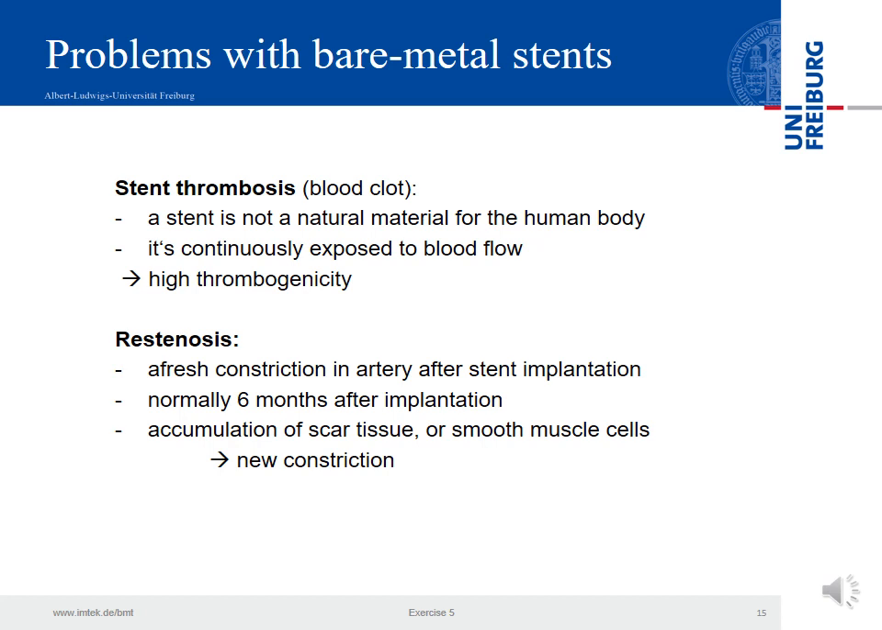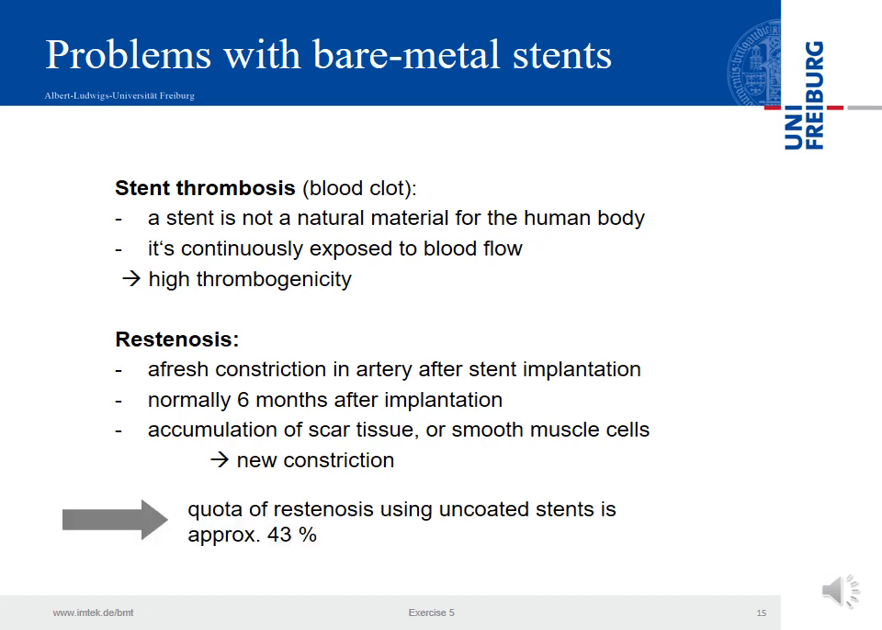Or we have restenosis. That means there's a foreign body reaction, so the body walls off the implant. Cells are growing on top, and if cells are growing on top, the diameter of the artery is decreasing again, forms scar tissue, and we have a new constriction. And this happens in more than a third. So here in about 43% of all cases. And this is quite a lot, you know. That's 2 over 1, roughly.